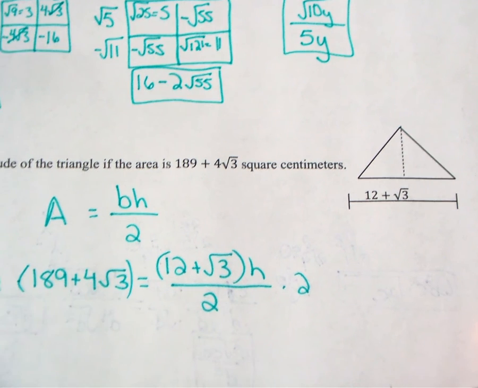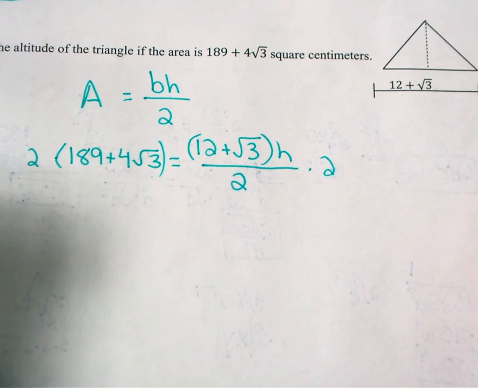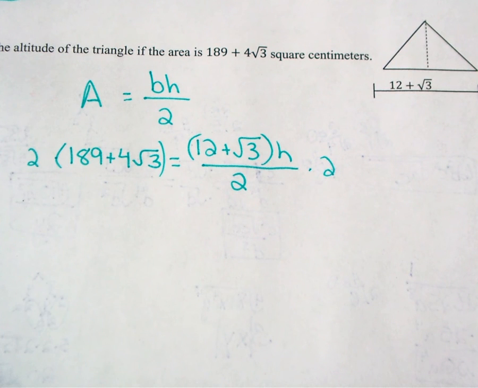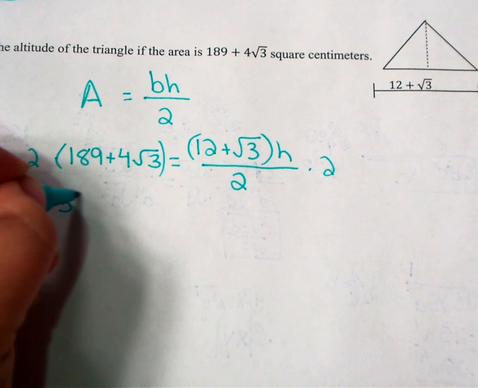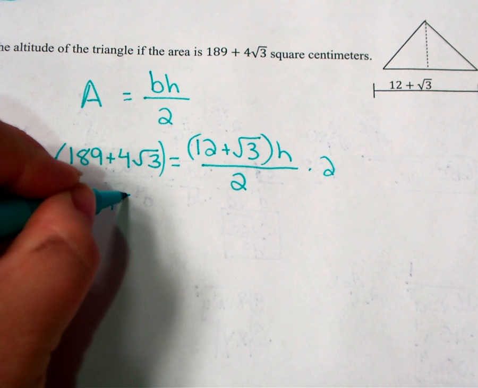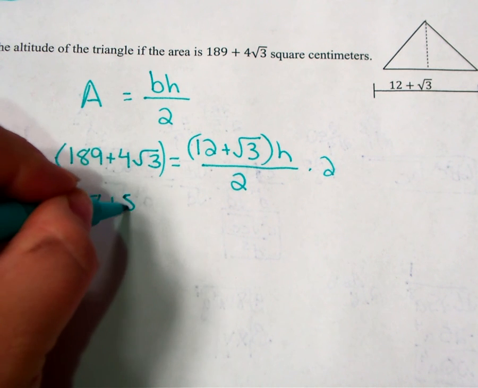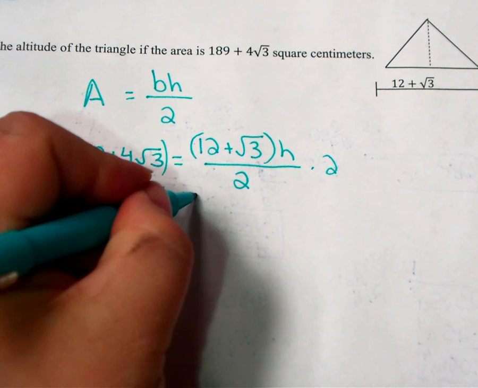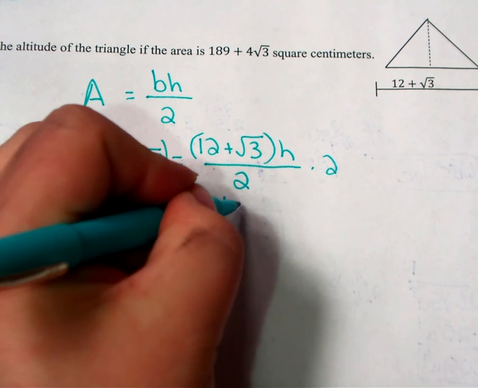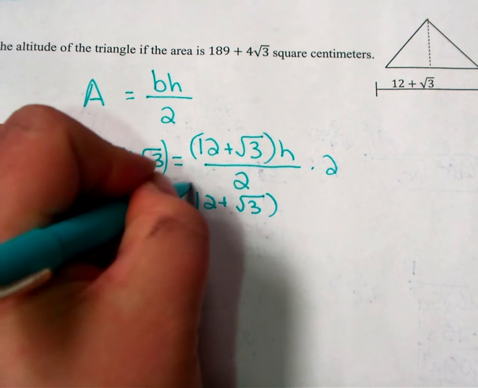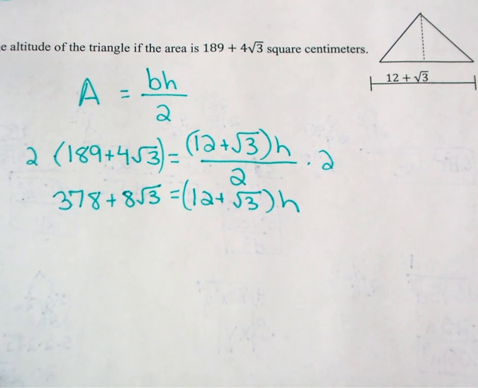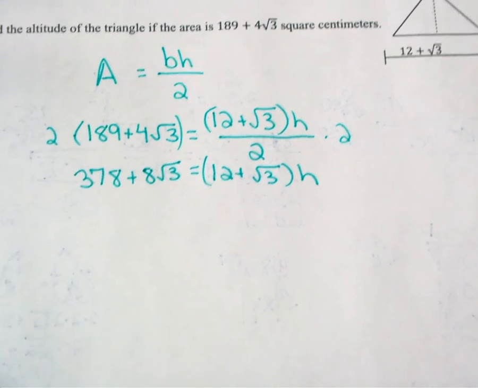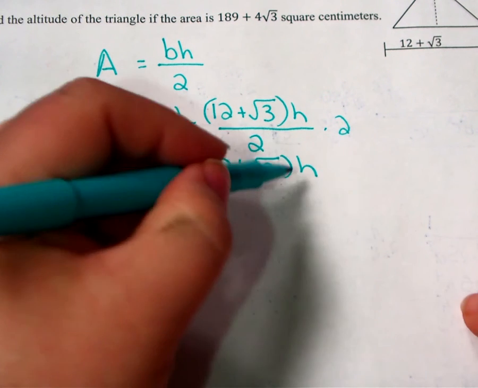So I have 189 times 2 gives me 378. And then 4 square roots of 3 times 2 gives me 8 square roots of 3. All right, now I have to be able to get the h by itself, and I do that by dividing.